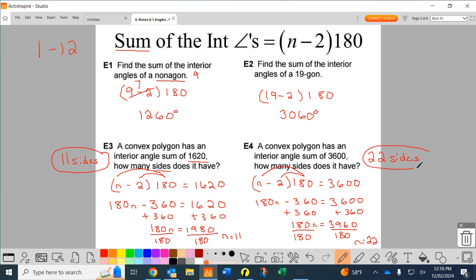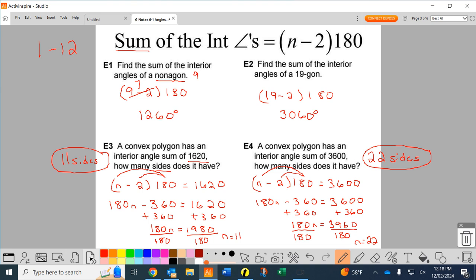Perfect. Does anybody have any questions on example numbers 1 through 4? Anything up till there? Everybody's good? Okay, here we go. So the next ones are going to be the same formula.